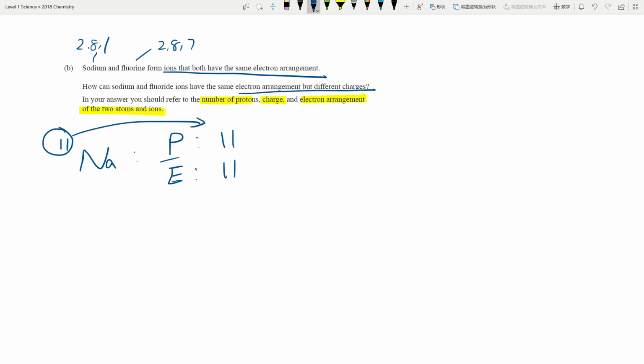How many electrons do I have? 11. So what does that mean? I can arrange the 11 electrons as an electron arrangement of 2-8-1. And ask yourself, is the outer shell full? No. What is it going to do? It's going to lose 1 electron to have a full outer shell. And then it's going to be 2-8.